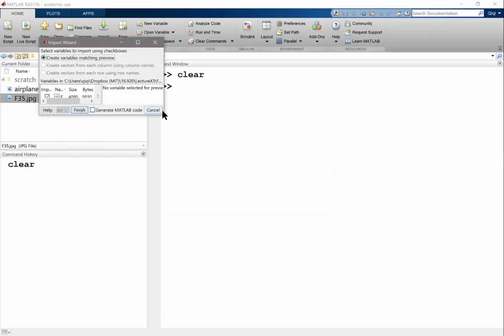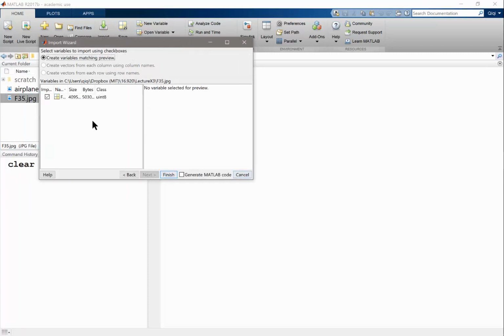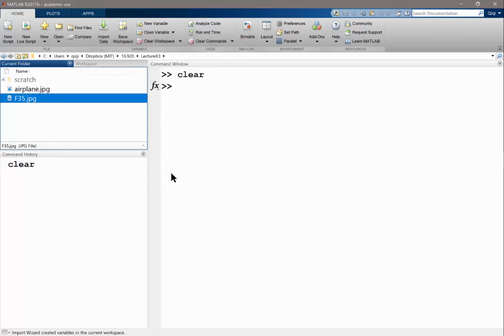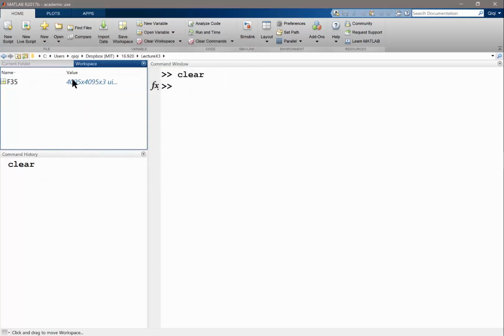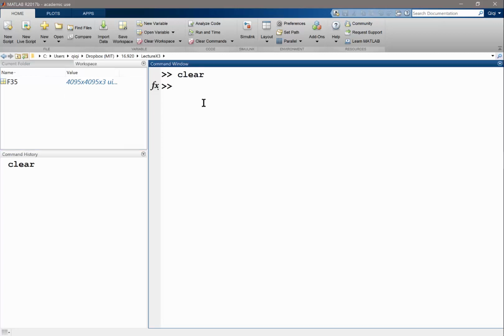Import data. Yeah, it shows up over here. The size of this is 4000 by 4000 by 3 because red, green, blue are the three different data. So now it's imported and we have an F-35. Clearly this is made for a finite difference demonstration because the number of grid points is constructed to be just one less than 4096, which is a proper power of 2, right?